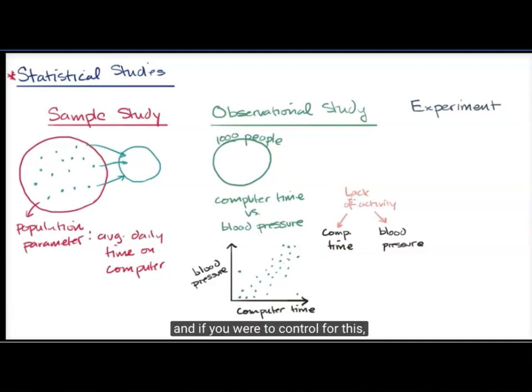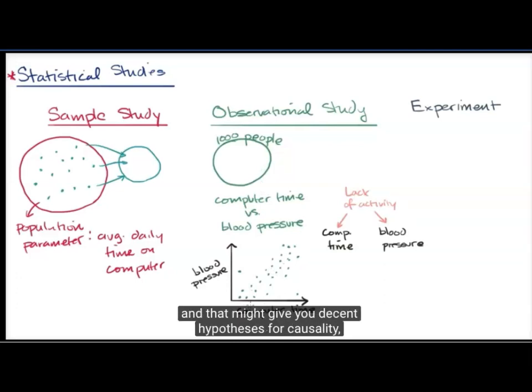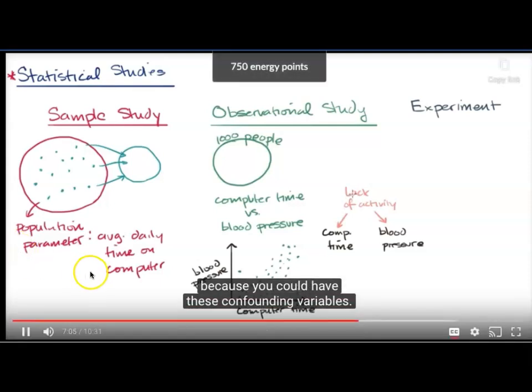And if you were to control for this, if you were to take a bunch of people who had a similar level of activity, you might see that computer time does not correlate with blood pressure. That these are just both driven by the same thing. What you're really seeing is that in people who aren't active, it drives both of these variables. So once again, when you do this observational study, and if you do it well, you can draw correlations, and that might give you decent hypotheses for causality, but this does not show causality, because you could have these confounding variables.